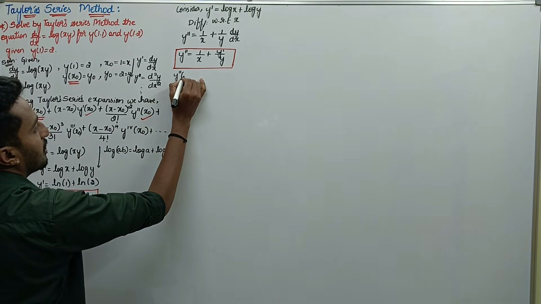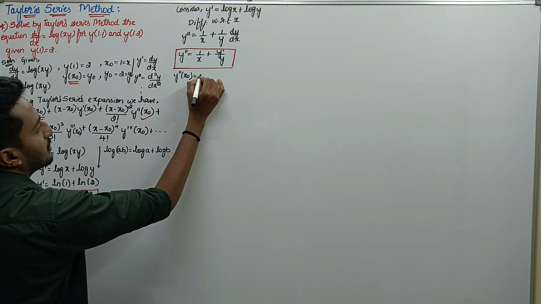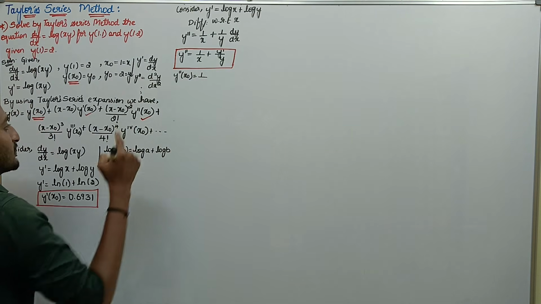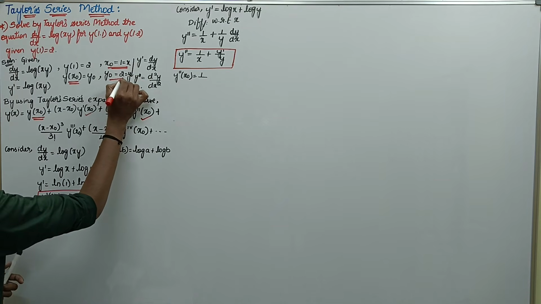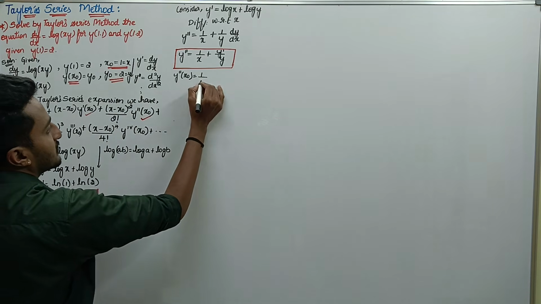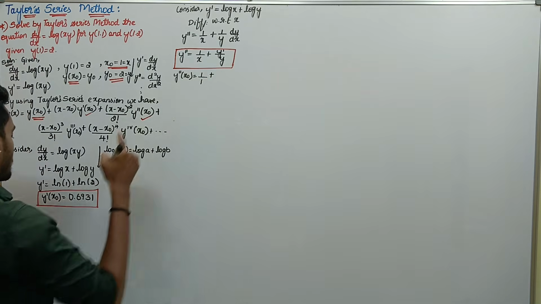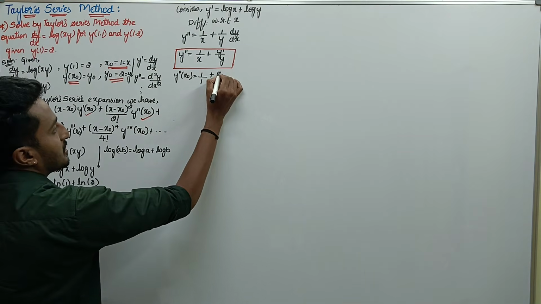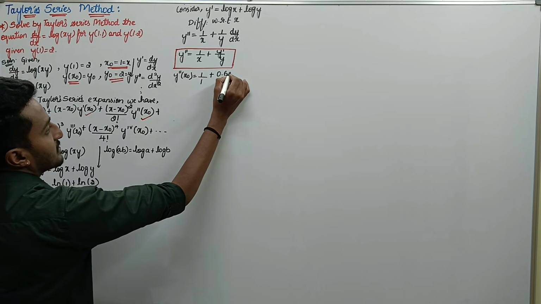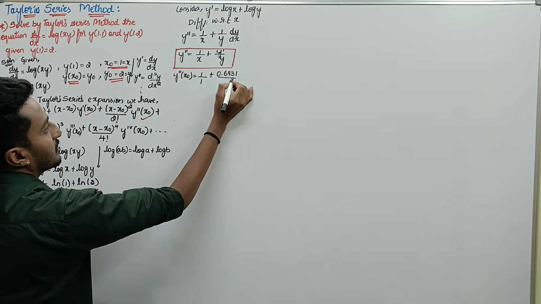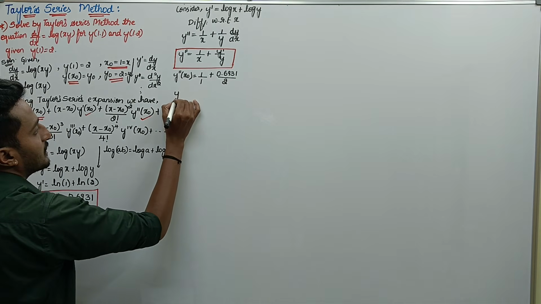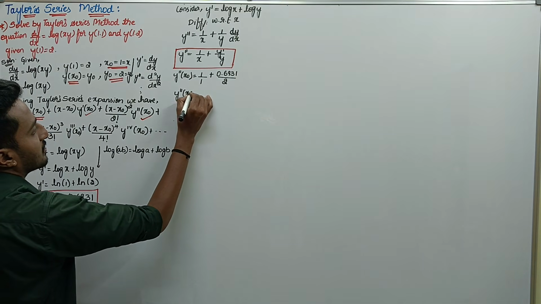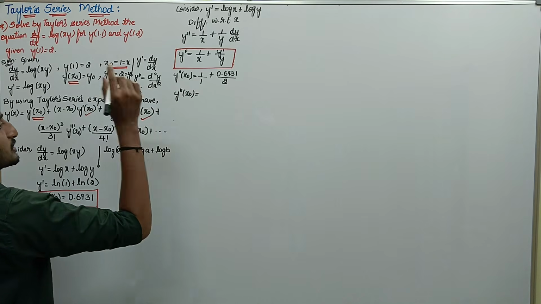y double dash of x naught is equal to 1 by x. What is the value of x? I have represented. This is the important part. This is the value of x. The value of x is 1, plus y dash. What is our y dash? 0.6931 whole divided by y. What is the value of y? That is 2. y double dash of x naught. Okay, either you can replace x naught as 1 also.